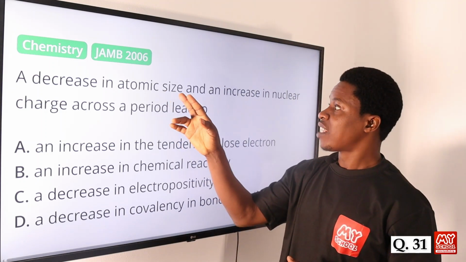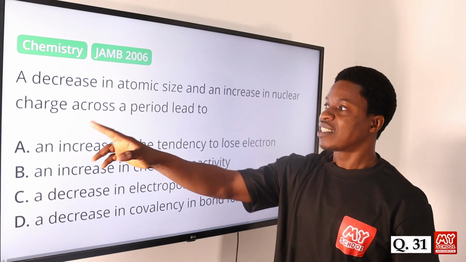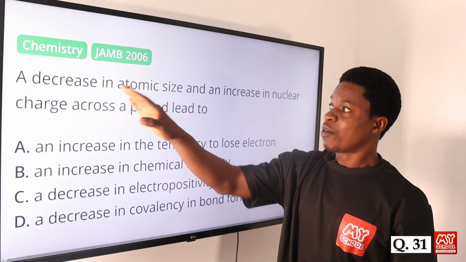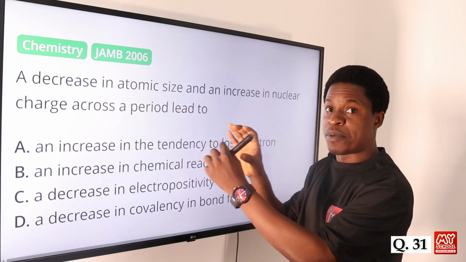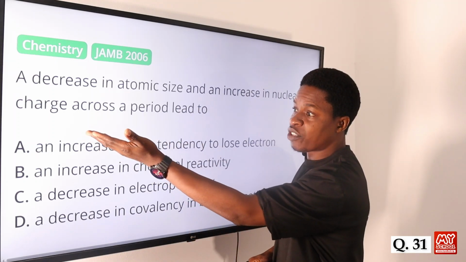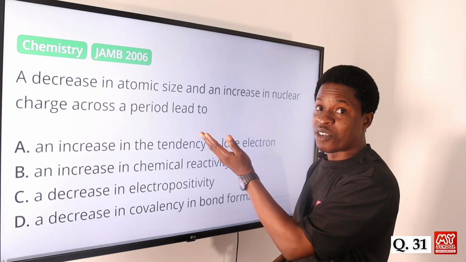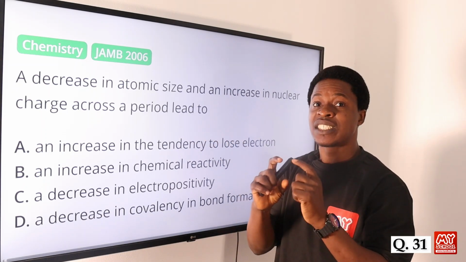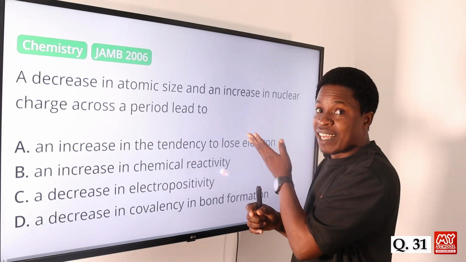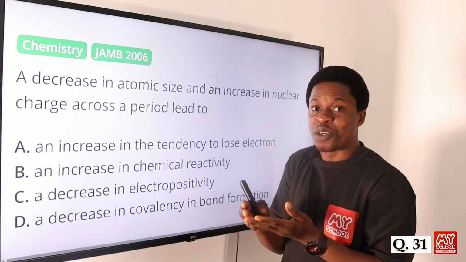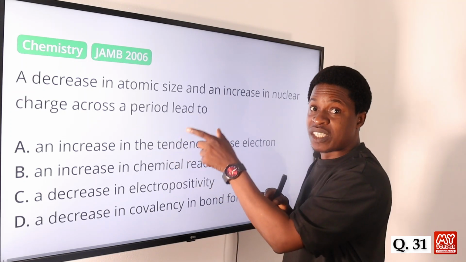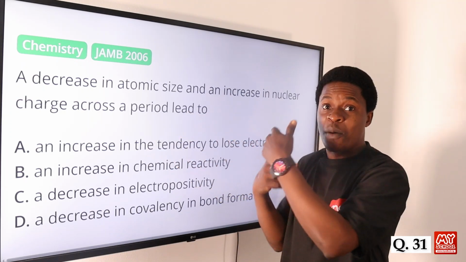A decrease in atomic size and an increase in nuclear charge across a period lead to what? Now usually when we talk about atomic sizes, as you move across the period in a periodic table, the atomic sizes decrease. Why? Because there's going to be an increase in the effective nuclear charge of the elements, and that is as a result of what? Addition of protons. As you are moving across the periodic table, don't forget that the atomic number increases, and the atomic number is as a result of what?